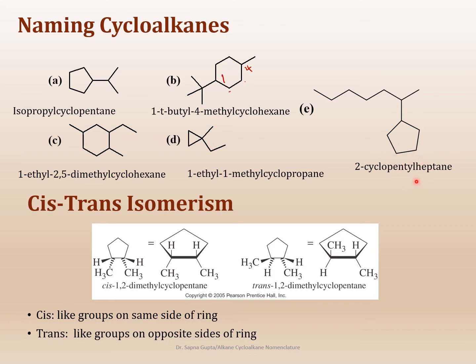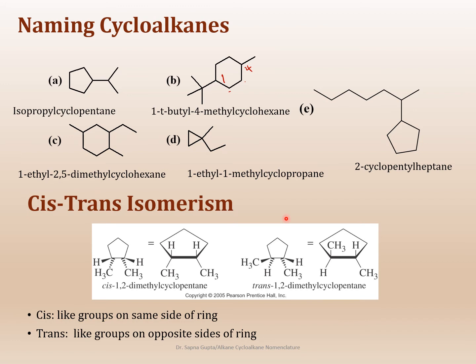Okay, and now you have to follow the rules of the aliphatic nomenclature, which is that your numbering will be closest to the terminal. So your branching is going to be closest to the terminal, so you have lower numbers for your substituents. So your substituent here is the cyclopentyl group. It's on the second carbon. So 2-cyclopentyl heptane. Now, one other thing that happens in the case of cycloalkanes is the cis-trans isomerism.